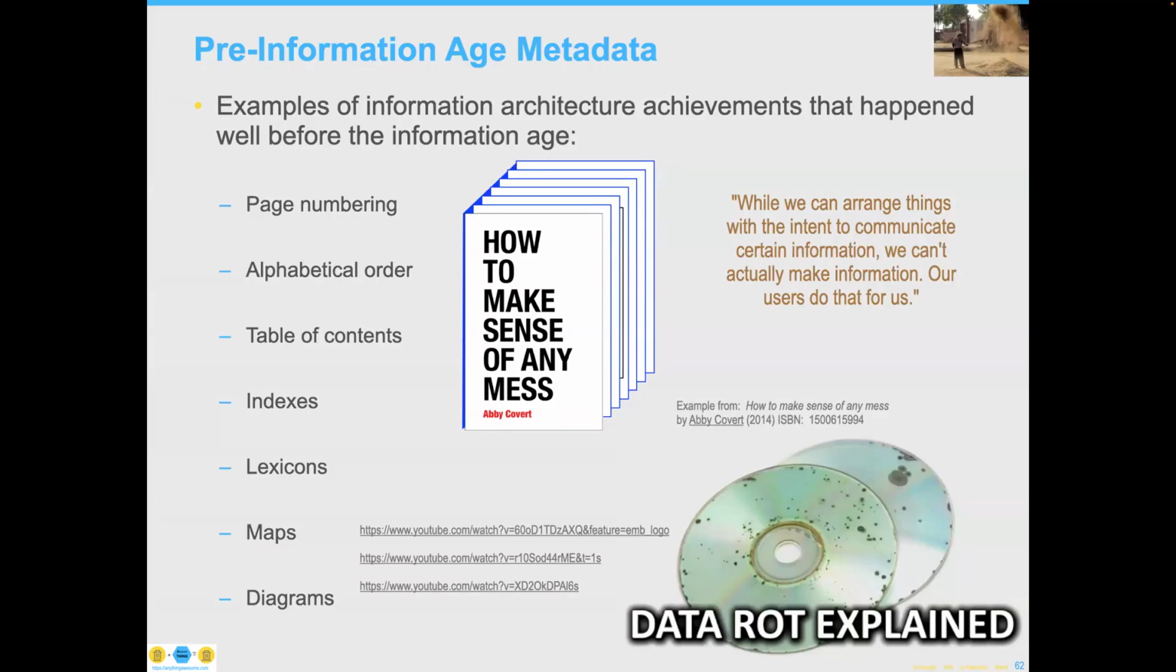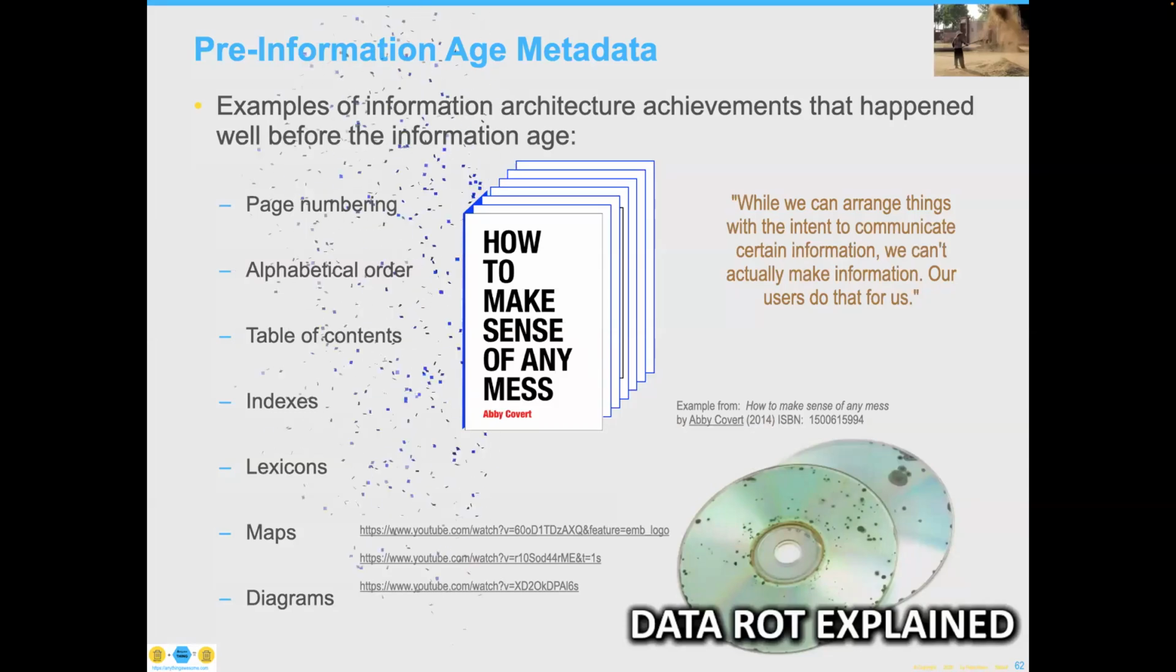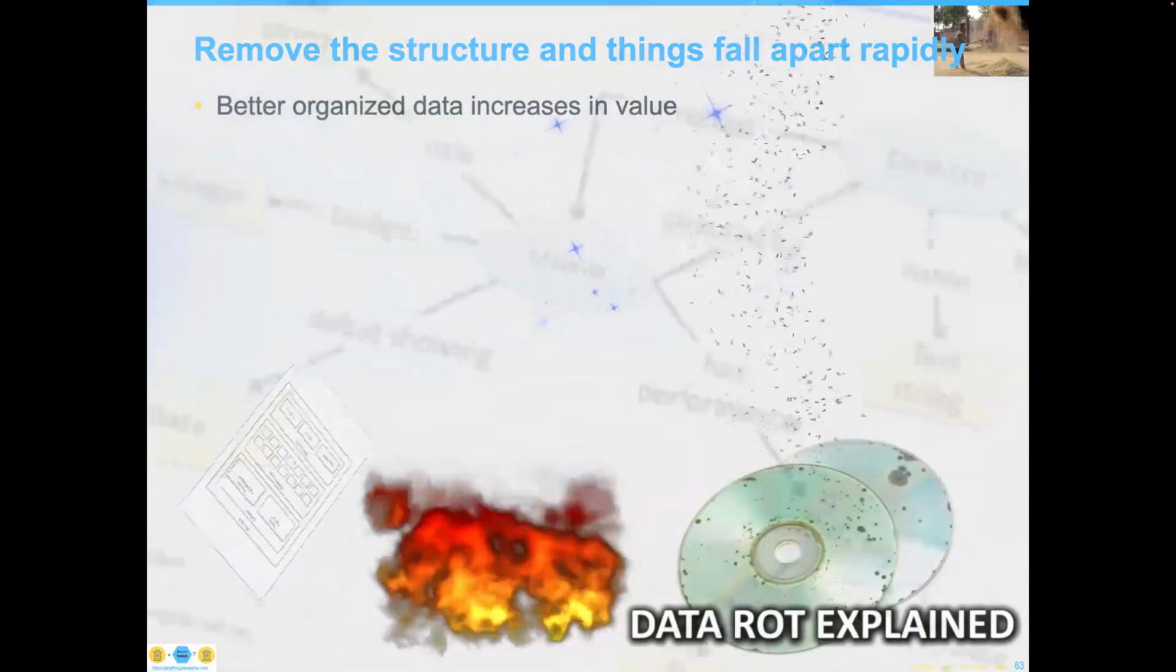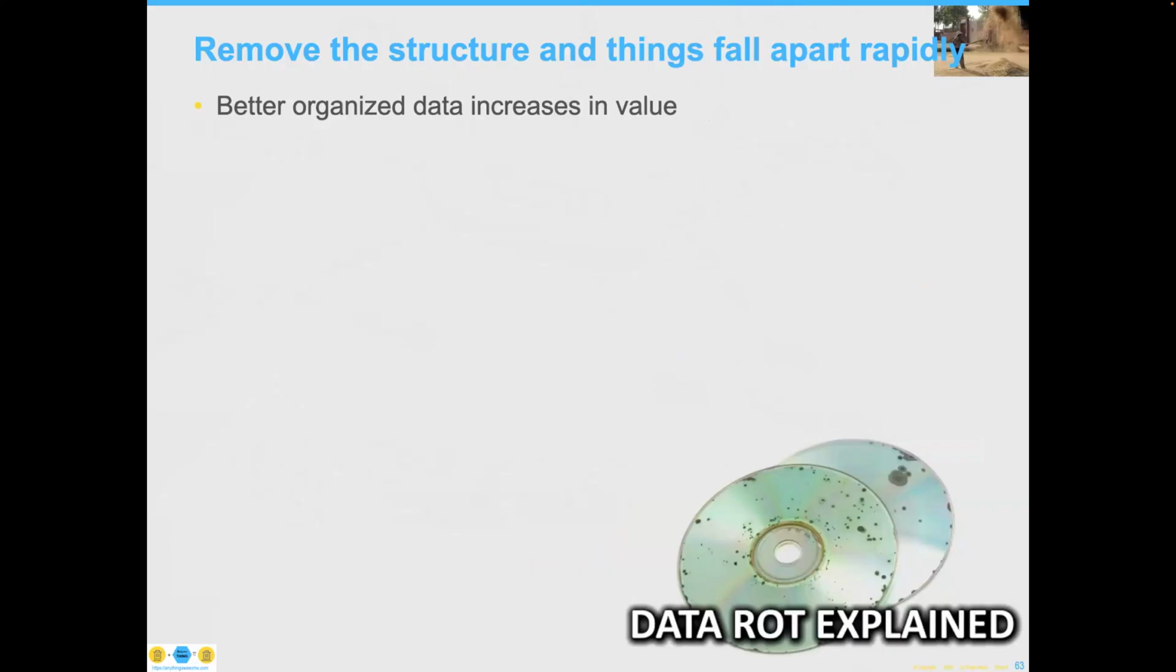By the way, this is a great reference here. How to Make Sense Out of Any Mess is a wonderful book by Abby Covert. It's available on Kindle. So if you have a Kindle subscription, you can literally go out and get it while I'm babbling at you here. But I want you to imagine taking Abby's book, taking the spine off of it and just distributing the papers without any page numbers and things. The knowledge goes away very, very quickly.